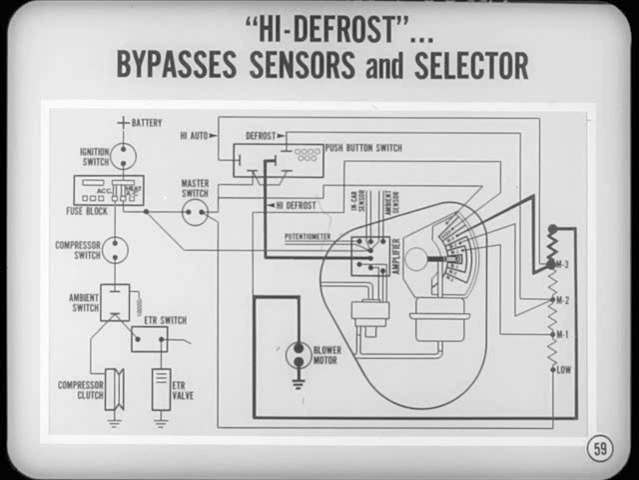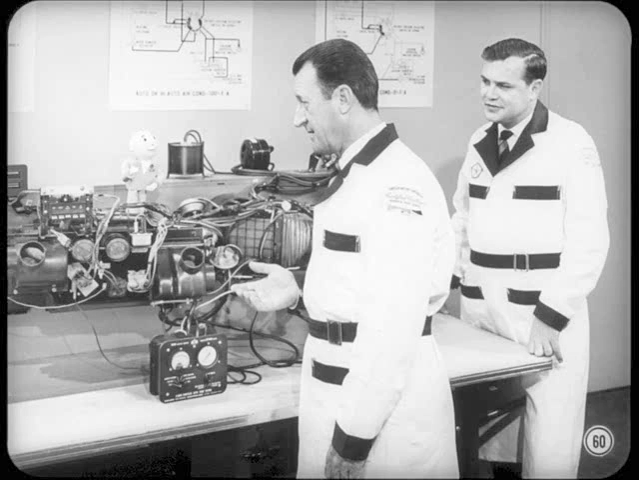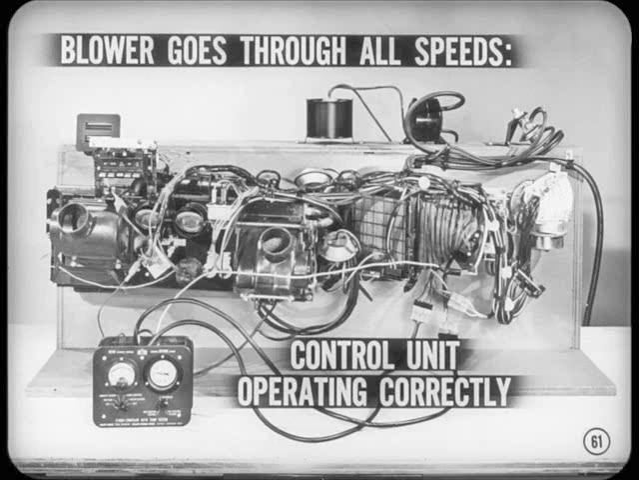Now, Bob, there are some other components that can give some symptoms that might be mistaken for sensor or control unit problems. How about telling us about them? Sure thing, Tech. But there's one thing that should tell you if it's another unit. If the blower goes through all the speeds during the test we've just covered, you can be pretty sure that the control unit is operating correctly.